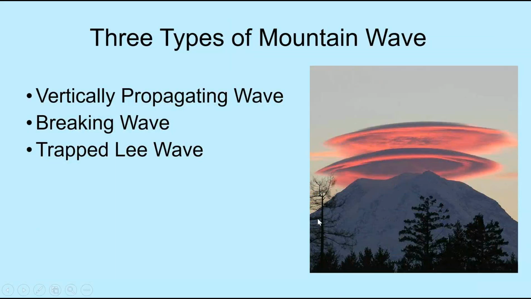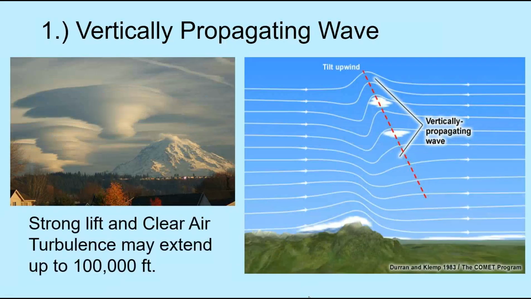The different types of mountain wave, this probably is familiar to a lot of you. The 3 types we're going to talk about separately. Vertically propagating wave is interesting. This is where you get some of that clear air turbulence at the higher altitude. And again, you might not get a whole series of oscillations like you may get with trapped lee wave, but the initial bounce off the ground produces significant wave at higher altitudes.